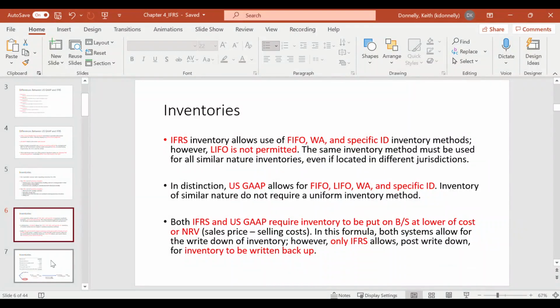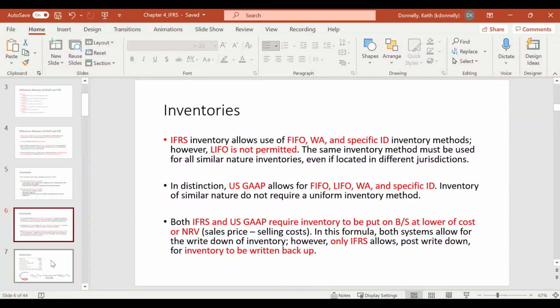Now, GAAP, in distinction, allows for LIFO. You can use LIFO in GAAP. And one of the things they don't require is that a similar inventory method be used for all the same or similar types of inventory. So inventory X may use LIFO, while another inventory that's very similar may use FIFO. They don't have that kind of strict uniform requirement.